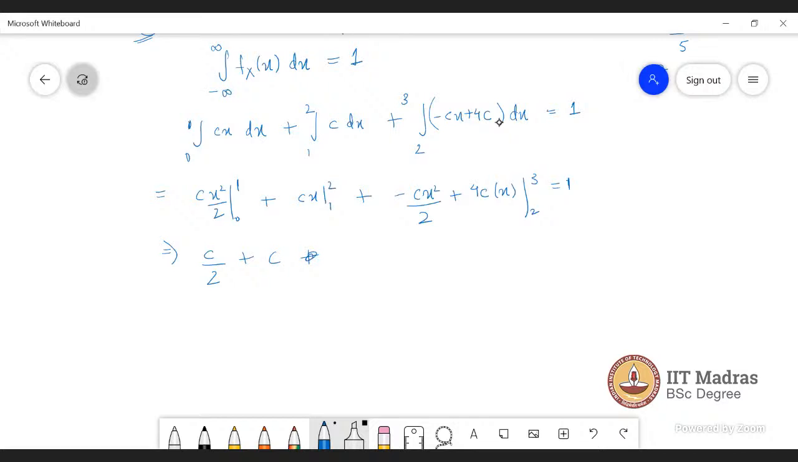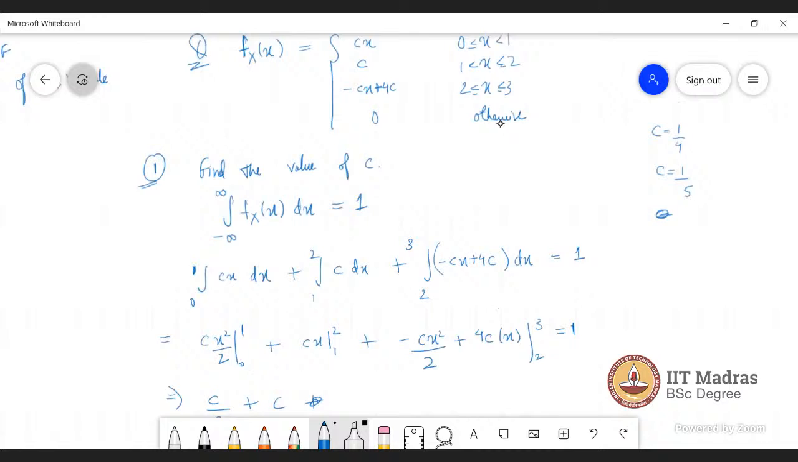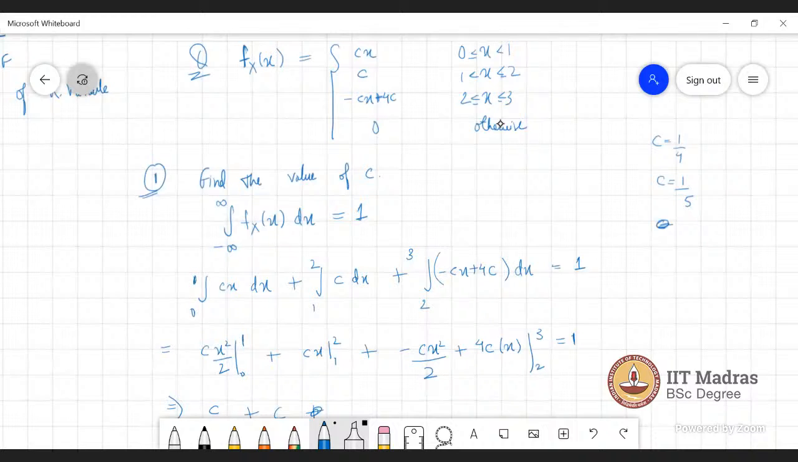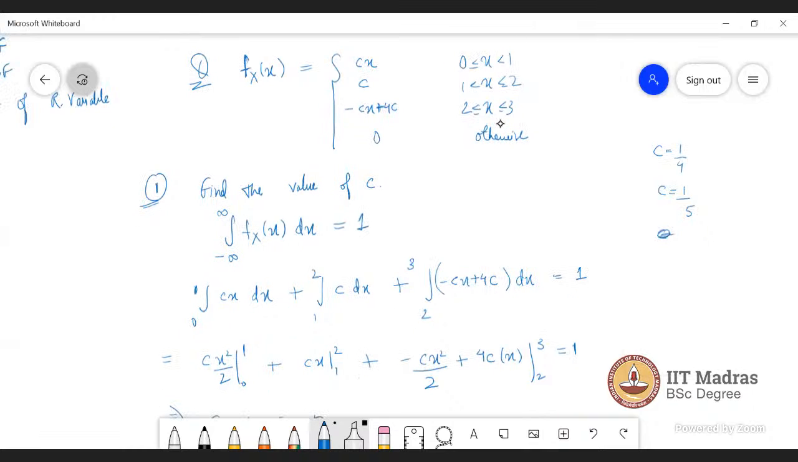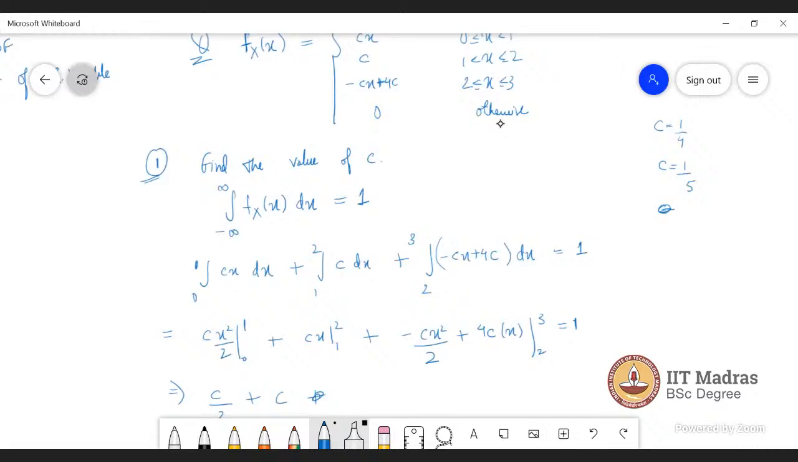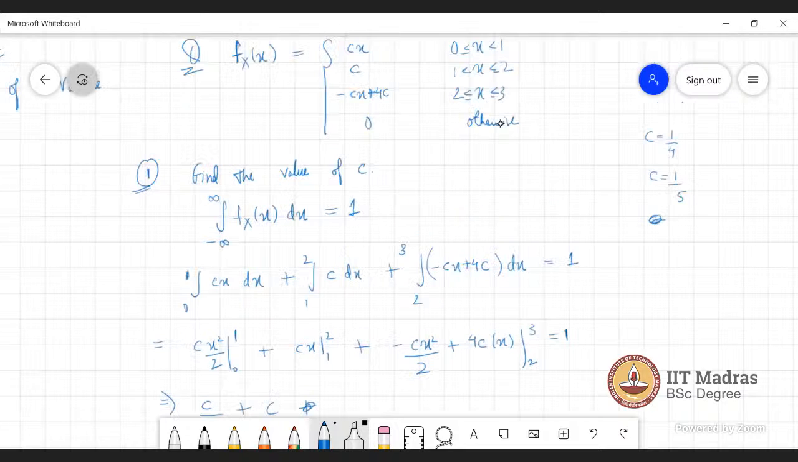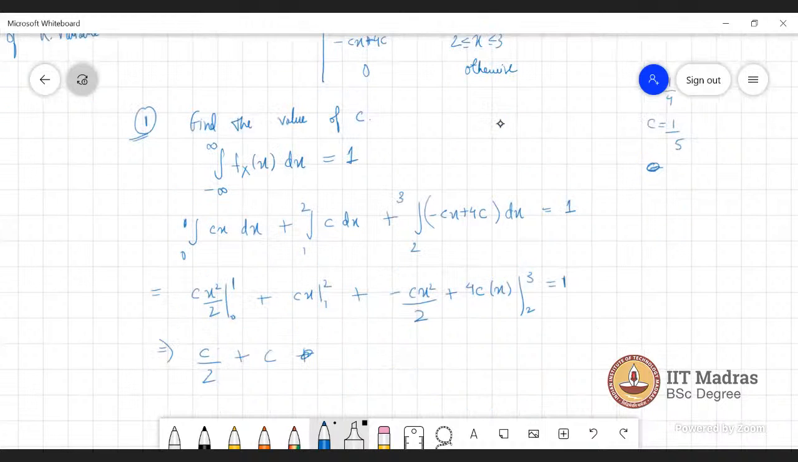Without doing the integration, we can directly say that as cx is a straight line between 0 to 1, we can directly take the value times the width, so 1 minus 0. Okay, but this is your continuous random variable, so you'll have to find the area, right? Okay, let's first finish this.